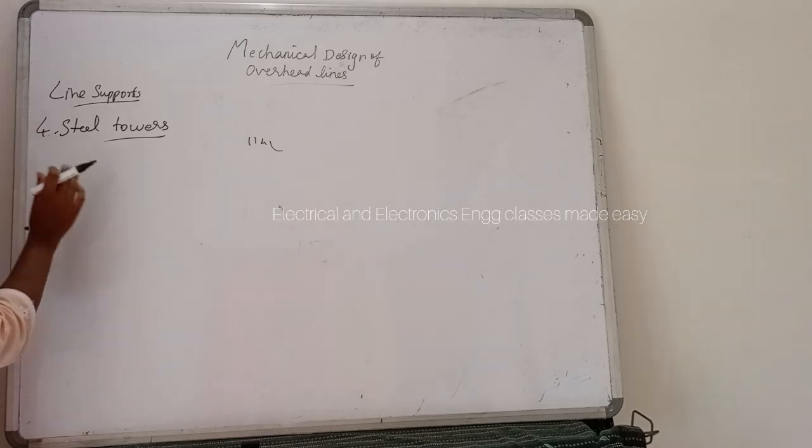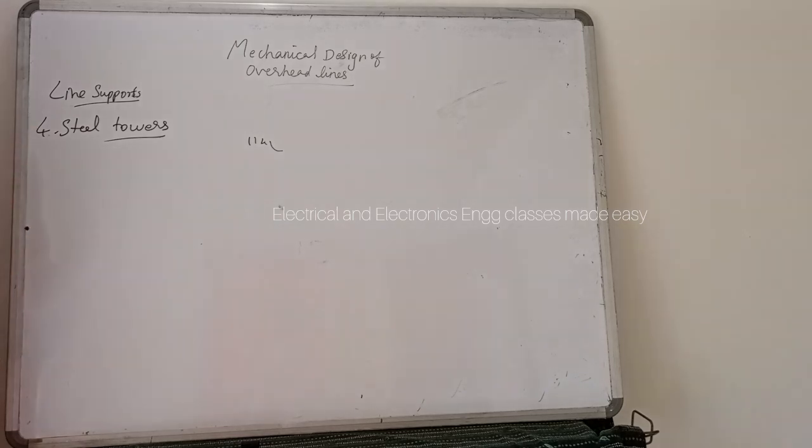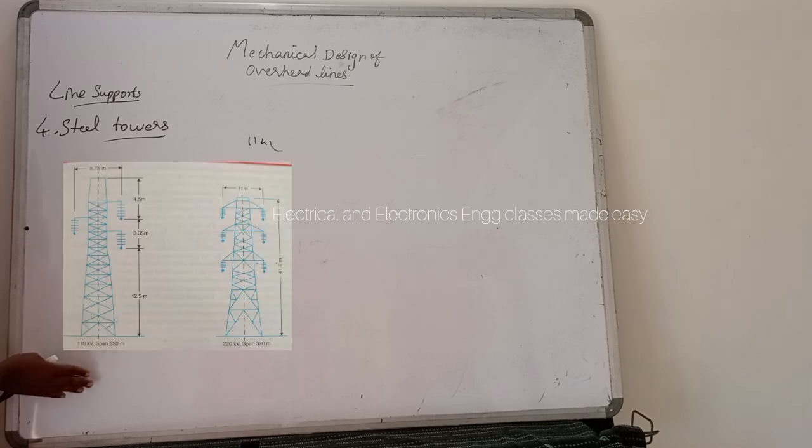And the steel towers have greater mechanical strength, longer life, can withstand more severe climatic conditions and permit the use of longer spans. The tower footings are usually grounded by driving rods into the earth, and this minimizes the lightning troubles as each tower acts as a lightning conductor. And this is a single circuit tower.